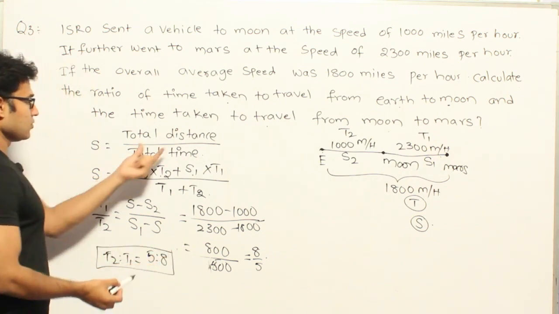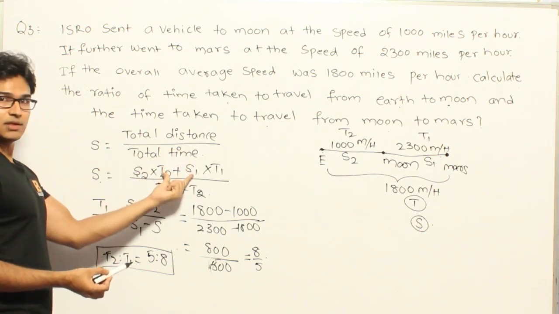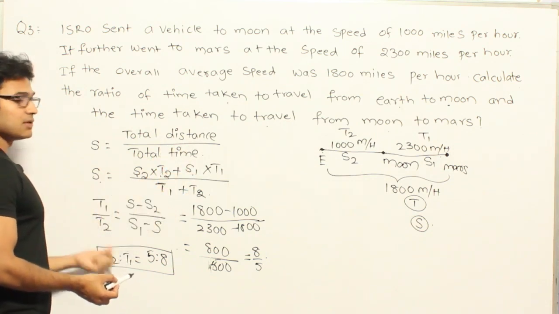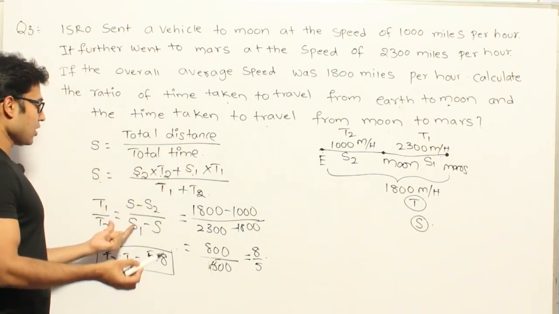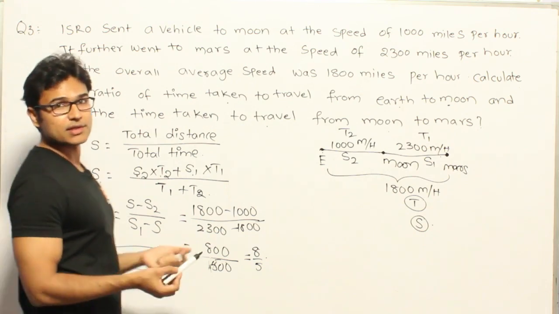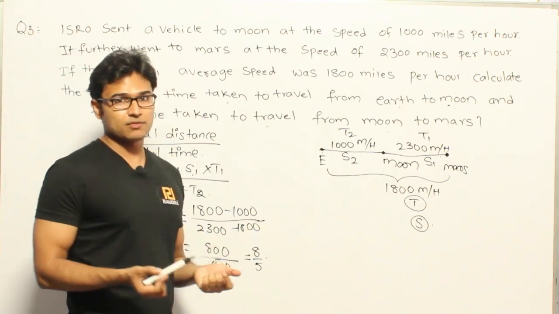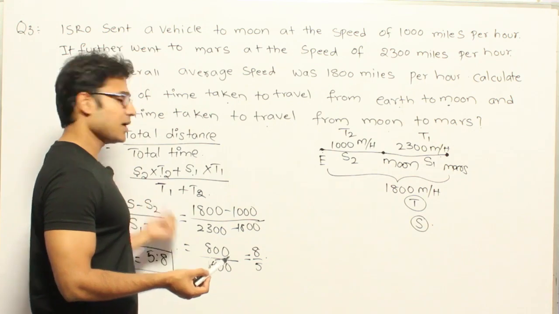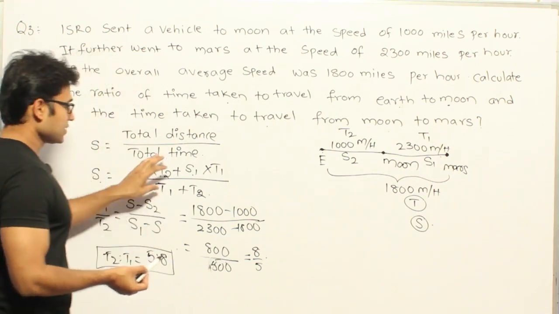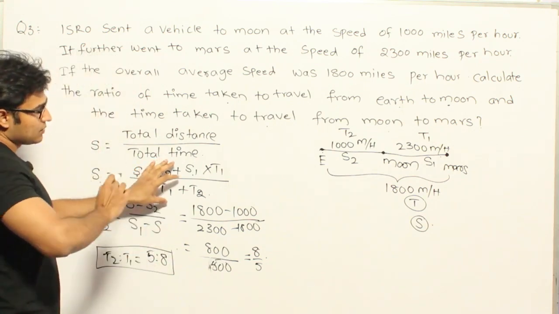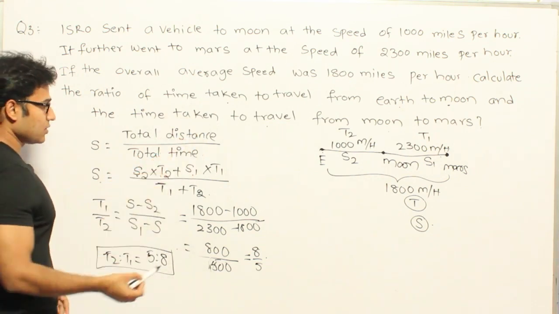So once you know this relation, from this you can write this and you can cross multiply and you can get this one, right? Just the way we got it for averages and mixtures, right? So N1 is to N2 equal to, we got it. Same way I have written it.